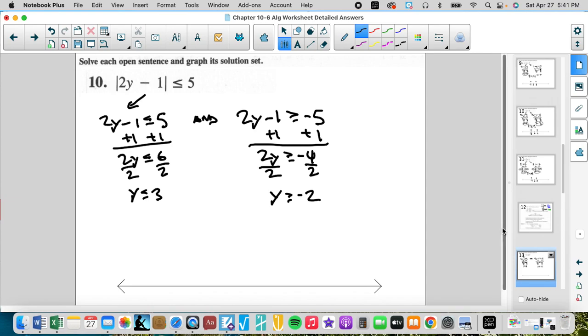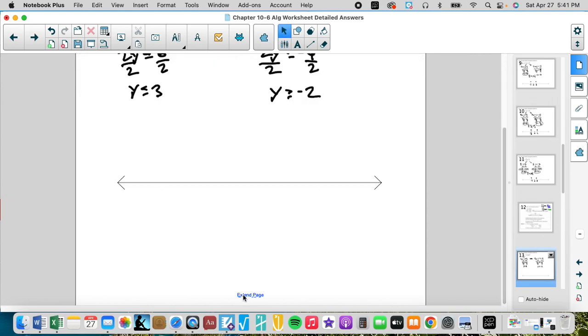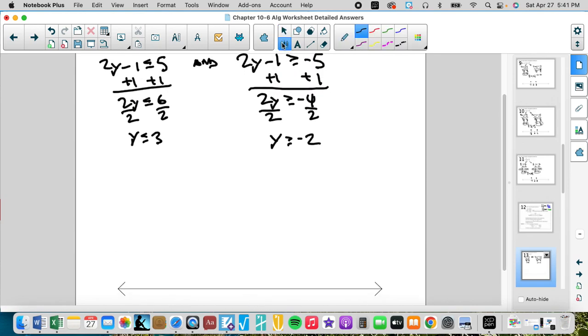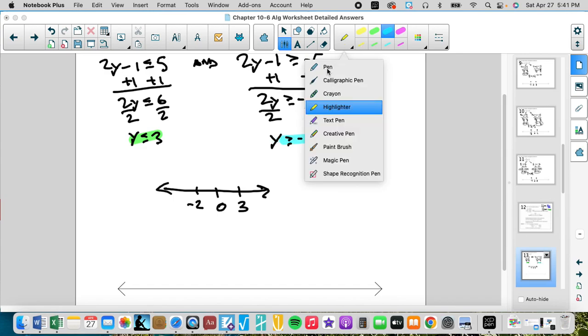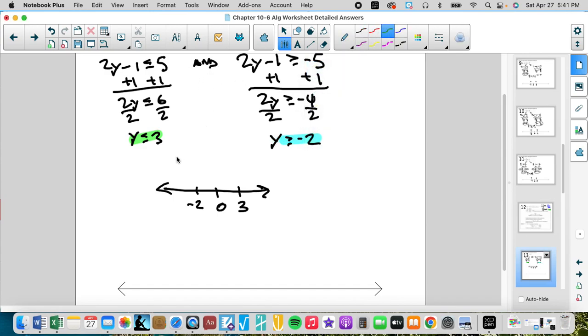I like to sketch the solutions before I do my final solution. So you'll see me do a sketch graph with the borders, and then I will highlight and go, let's sketch that in green, that in blue, and let's see where the intersection is. So y is less than or equal to 3. That's a closed circle going to the left. This is y is greater than or equal to negative 2. That's a closed circle going this direction.